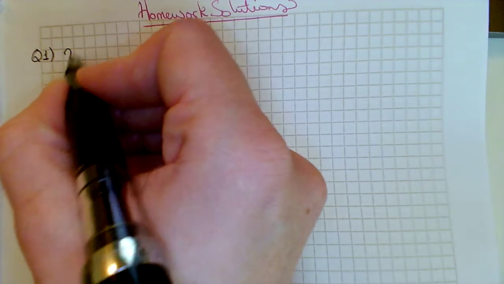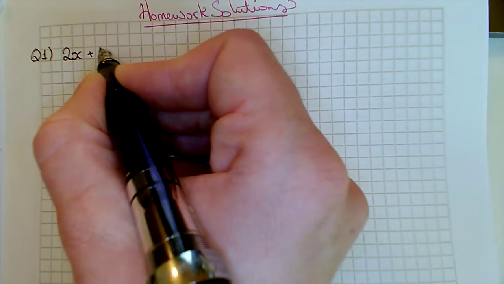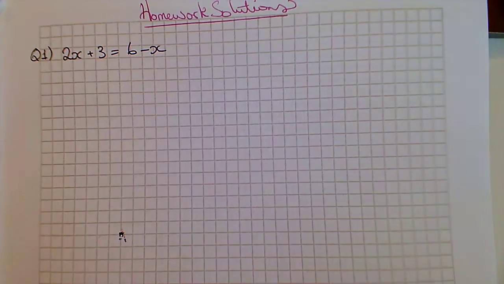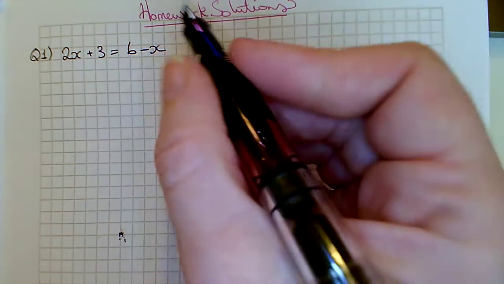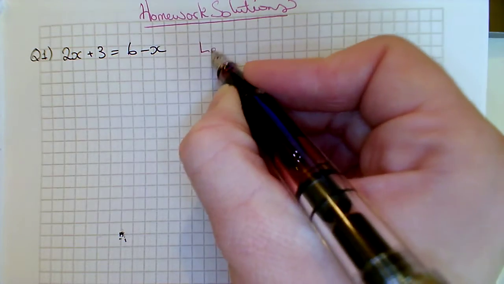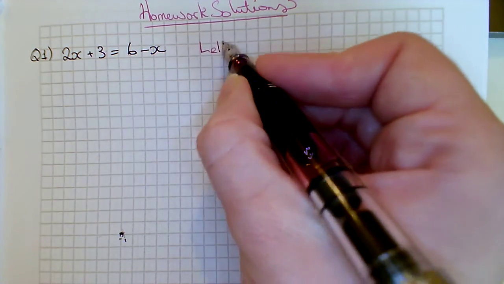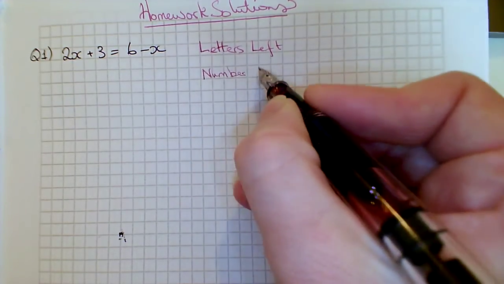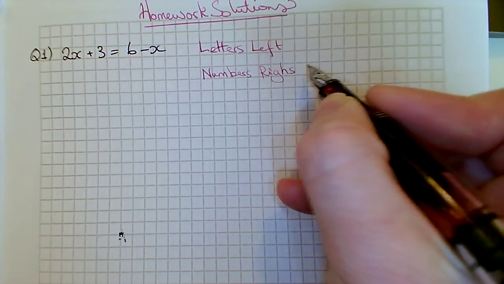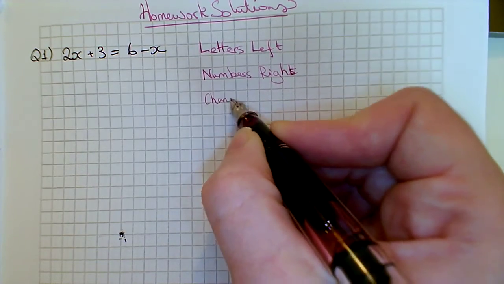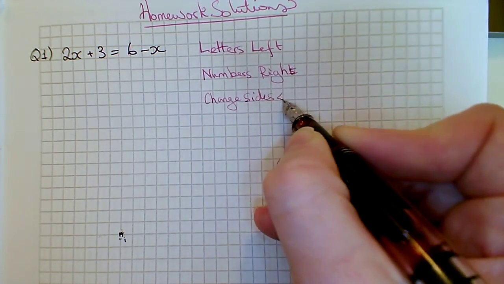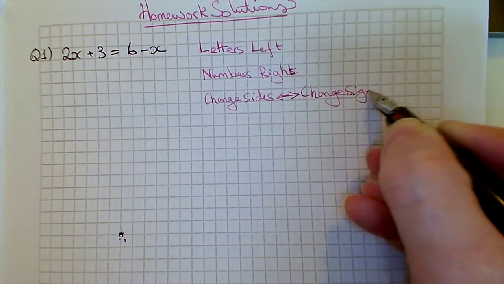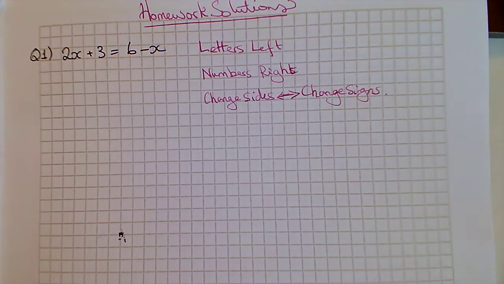First question, we were asked to solve for x when 2x plus 3 is equal to 6 minus x. So we're going to use the shortcuts that we learned yesterday, remembering that we're going to do letters left, numbers right, and when we change sides, we change signs. Okay, so that's just a reminder of how we're going to do these.